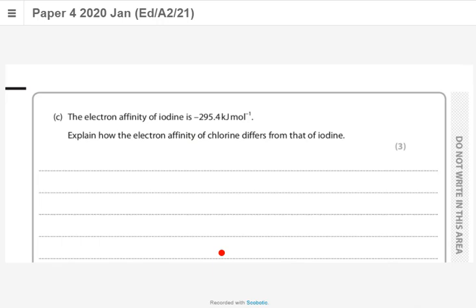Electron affinity of iodine is given. Explain how the electron affinity of chlorine differs from that of iodine. Now, chlorine is a small atom. It attracts electrons more easily than iodine. Right? So, the electron affinity of chlorine is more exothermic. Small atom, great attraction. Right? The electron affinity of chlorine is more exothermic than iodine.